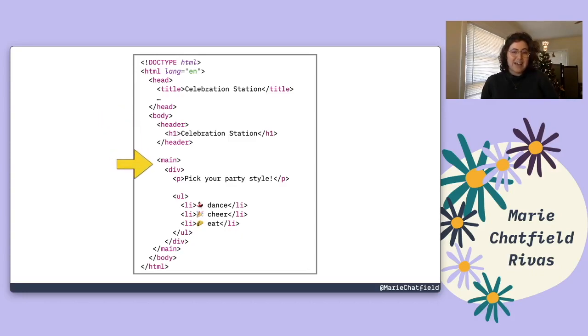Typically, it's good practice to have a main element, or sort of the main content of your page, what's unique to this page. So not necessarily navigation, but the actual unique stuff. And then finally, all the way down in there, we will eventually get to the actual content that we wanted to display, in this case, our list of party styles.